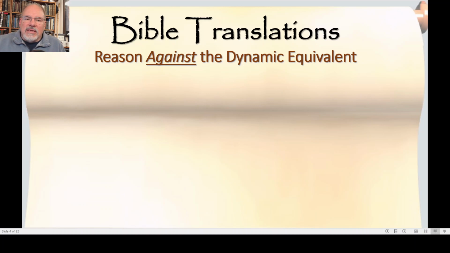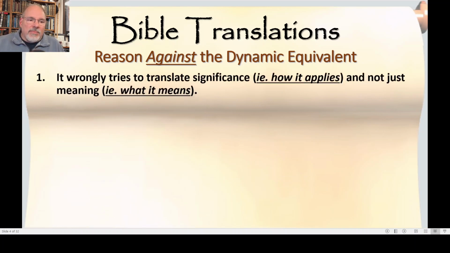So, reasons against the dynamic equivalent or the paraphrases. Let's talk about those for a minute. Paraphrases wrongly try to translate significance, like we had talked about. In other words, how it applies, and not just the meaning, what it means. They're trying to get into application because they're actually interpreting it almost like a commentary.